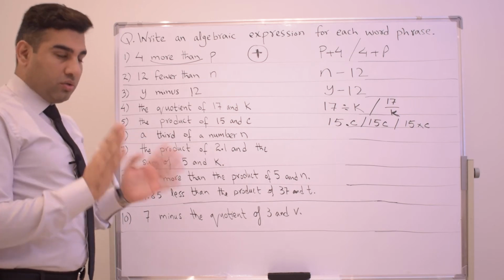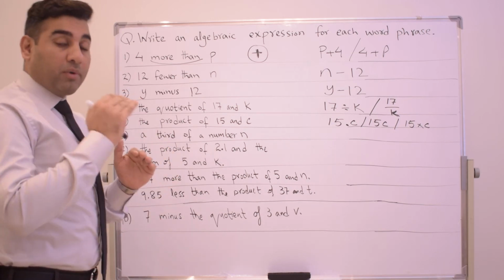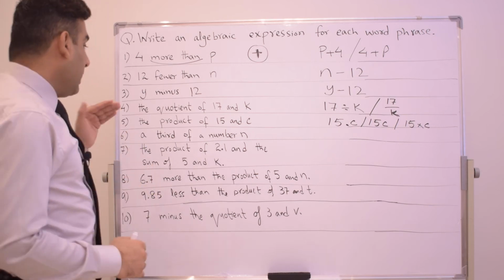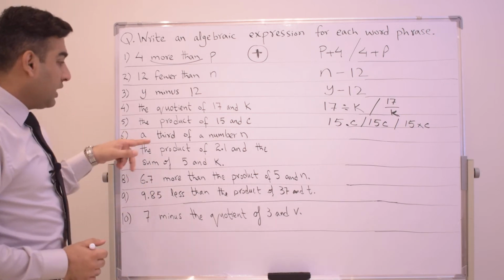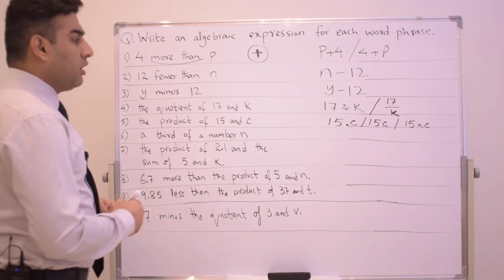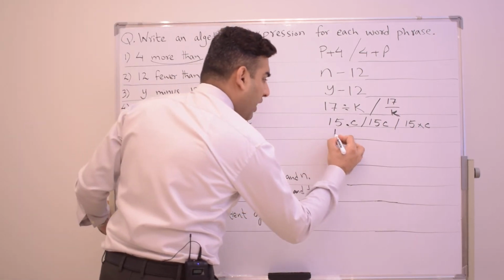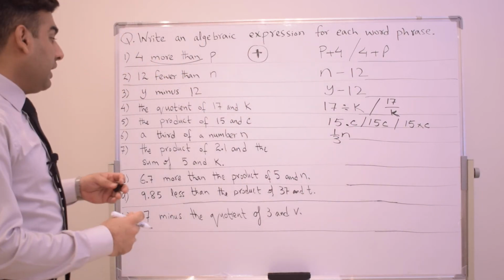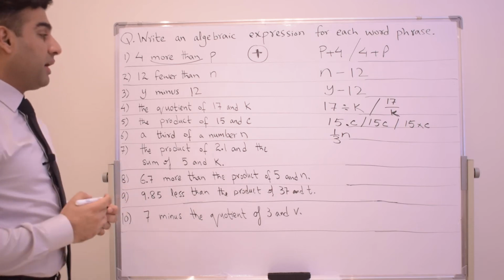So no need to confuse, and you must know what possible terminologies they can ask in algebra for the word phrase. Now guys, for part 6, a third of a number n. So a third means they're saying 1 over 3 of n. Whenever they say a third of a number n, you can write it like this.